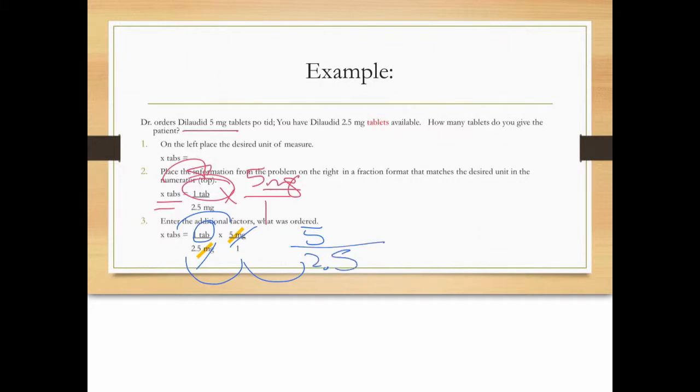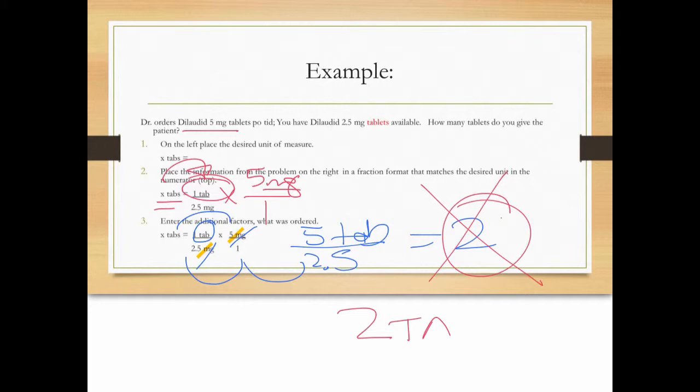There we go. I need to write my measurement or unit. And 5 divided by 2.5 should equal 2 tablets. If, however, I write my answer with just a 2, then I can expect that I will be marked wrong on the math test. You need to write out 2 tablets or 2 tabs.